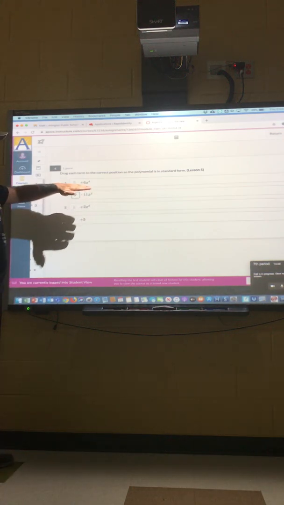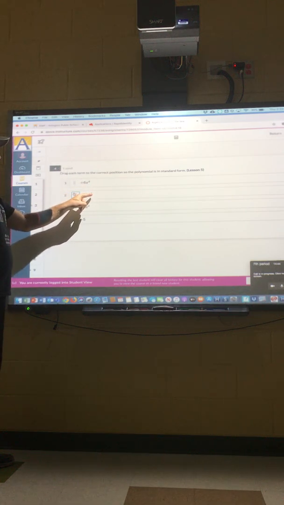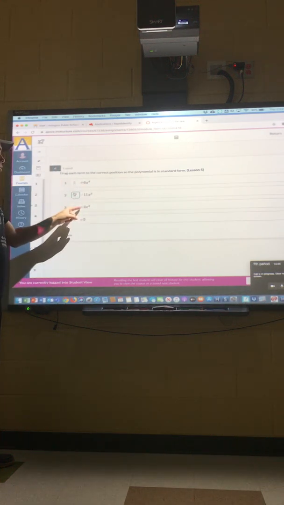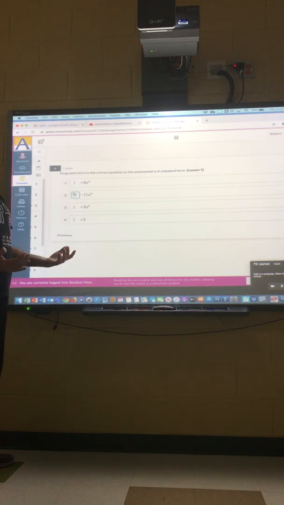So the degrees here would be, for the 6x to the 4th, that's a degree of 4. For the negative 11x to the 3rd, that's a degree of 3. For the 2x squared, that's a degree of 2. And for the positive 5, that's a degree of 0 because it has no variable at all, okay?